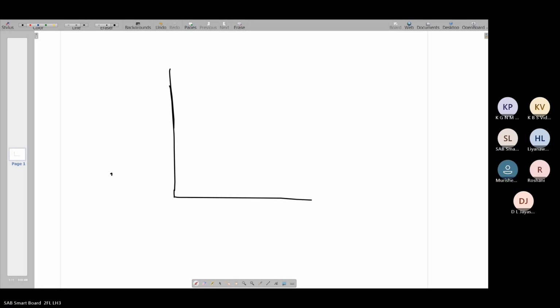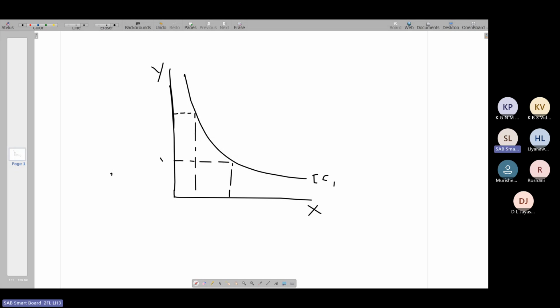All right. Now we are drawing the indifference curve. So this is IC1. If you take two points, two combinations, here Y0, X0 and Y1, X1, those are the different combinations. Now you can take the slope.